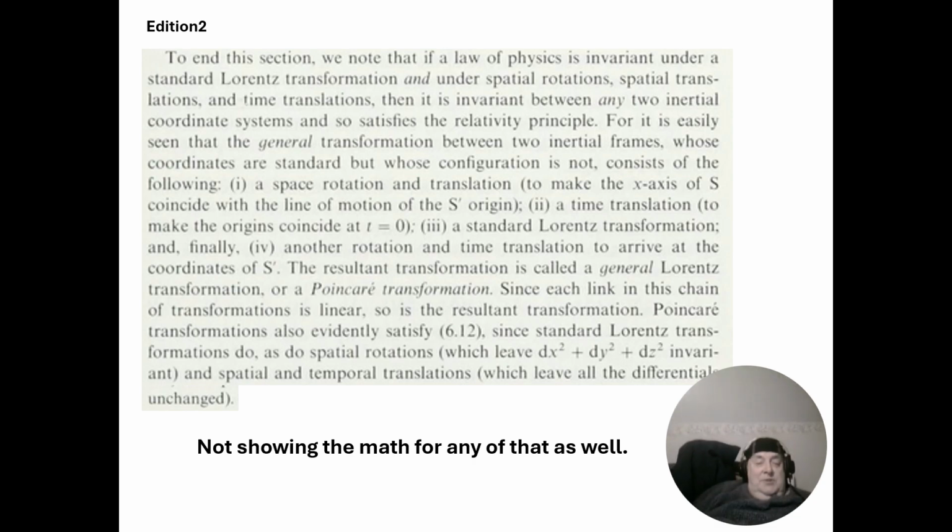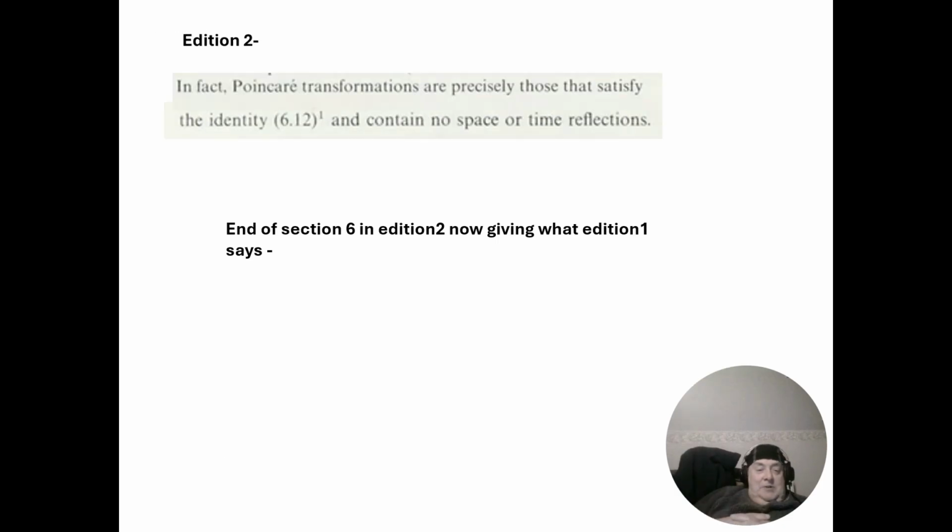The book then carries on to say, to end this section, we note that if a law of physics is invariant under standard Lorentz transformation and under spatial rotations, spatial translations, and time translations, then it is invariant between any two inertial coordinate systems, and so satisfies the relativity principle. And it's not showing the maths for any of that as well. Just more nonsense.